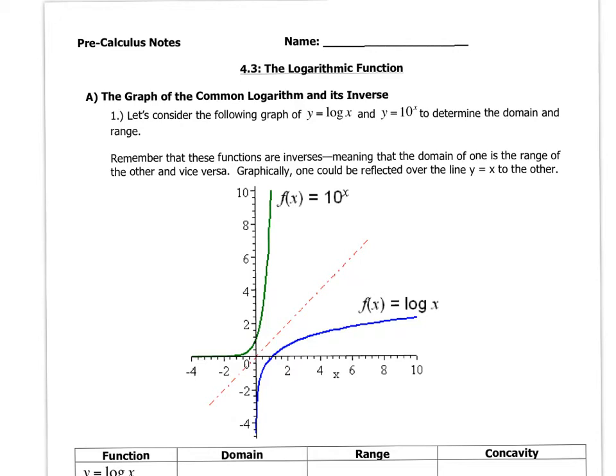Okay, this lesson is pretty short. There's not a whole lot involved. It talks about the graph of the logarithmic function and then compares it to its inverse, the base 10 exponential. So what you see here are the graphs of y equals log of x, and also the graph of y equals 10 to the x, okay?